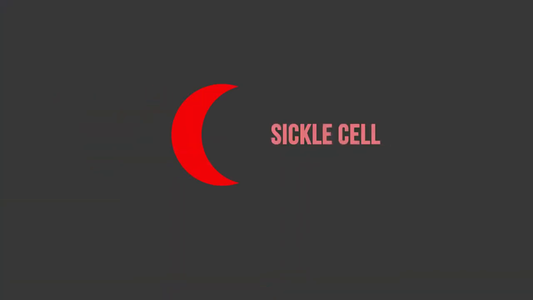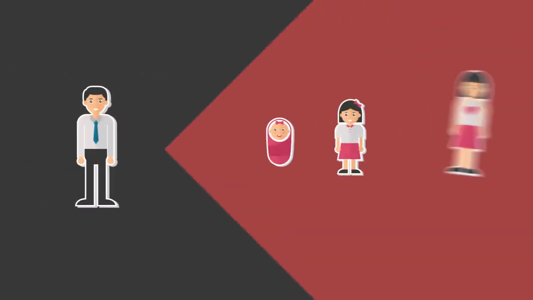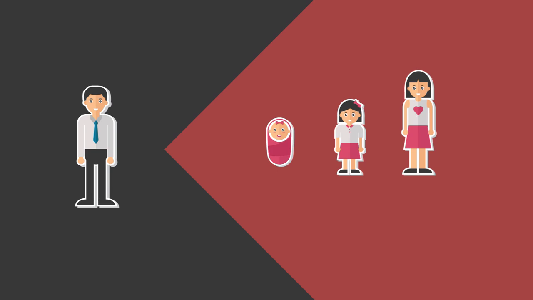I mentioned sickle cell as a choice example for a harmful mutation because, interestingly, it is involved in a beneficial mutation for immunity to malaria. Sickle cell carriers are more immune to malaria than those who aren't, and are more likely to survive and reproduce, thus passing on the sickle cell trait.